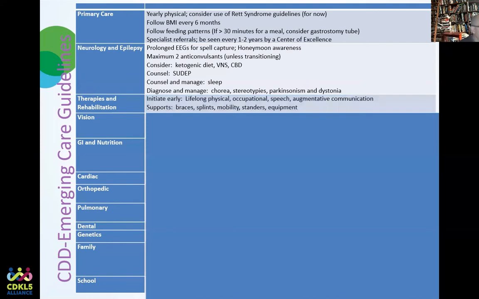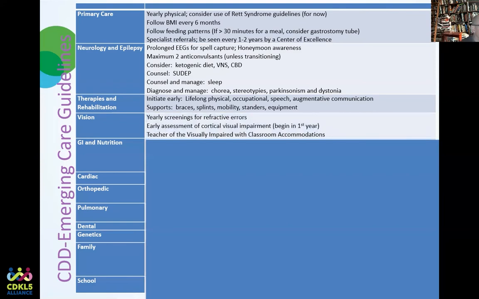For therapies and rehabilitation, these should be instituted at the earliest possible time. These should be lifelong and should include physical, occupational, speech, and augmentative communication therapies. Supports such as braces, splints, things that help with mobility such as standers, and other equipment for the home need to be considered.